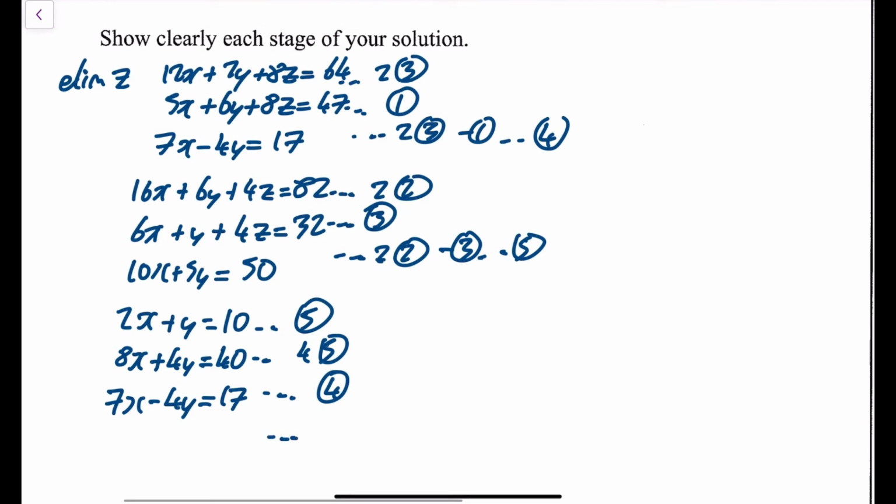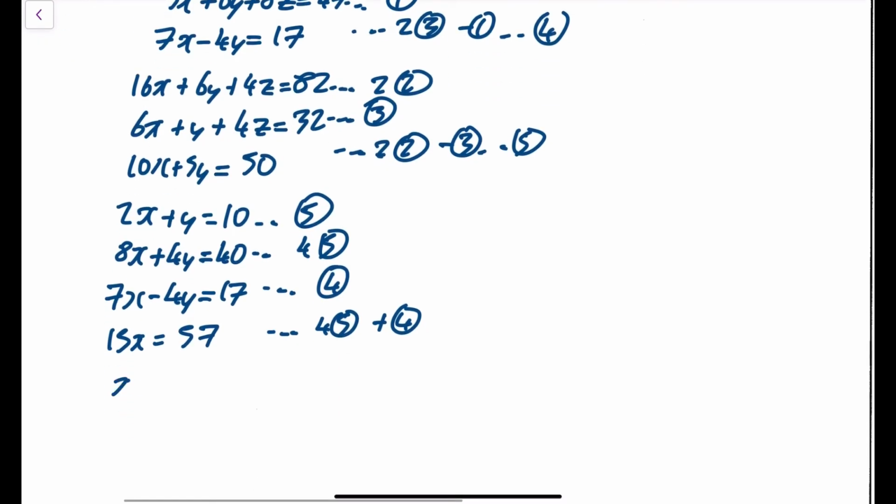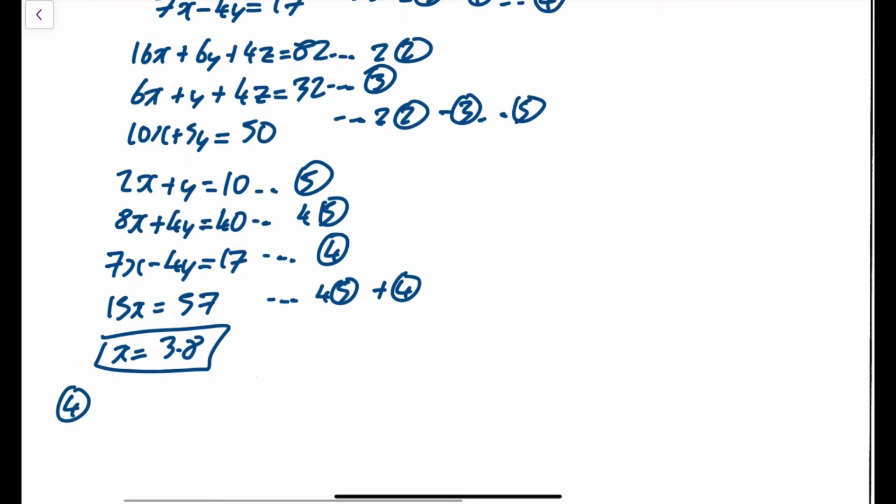So if you add both of those, you will eliminate your y. So you'll have 15x is equal to 57. Divide across by the 15, you'll get 3.8. x equals 3.8. Sub that into equation 4 then.